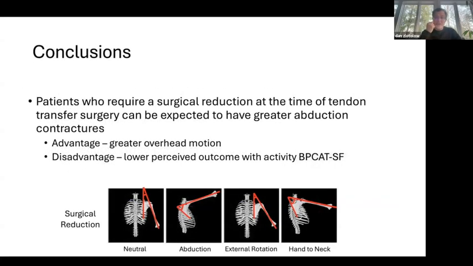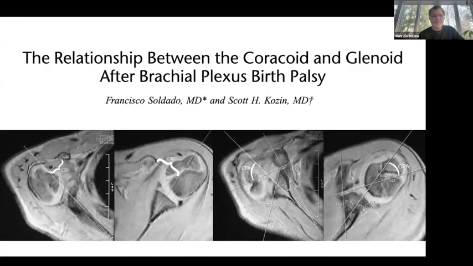Patients who require surgical reduction at the time of tendon transfer can be expected to have greater abduction contractures, which is an advantage. And it's something that we've been looking at as a positive thing for probably the last 50 years because they get greater overhead motion. The disadvantage is they have lower perceived outcomes with the activities of daily living, and they sometimes lose midline. Why? Why is this happening?